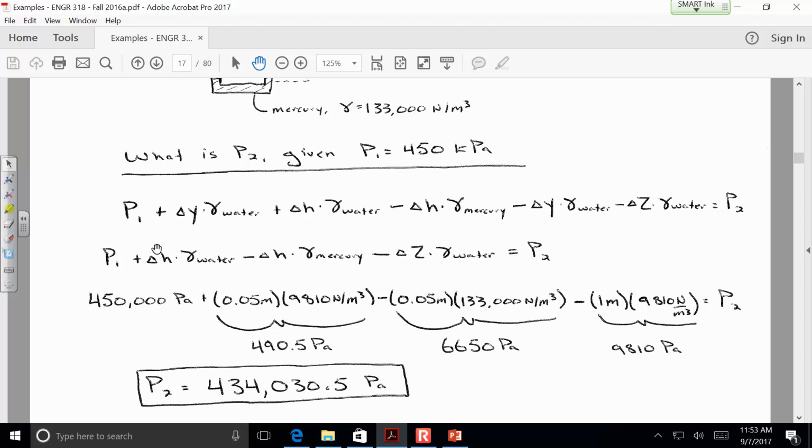Okay, as I was walking around, it seemed like a lot of people were getting this 434 kilopascals, and that's right. Any questions on this first part of the problem?